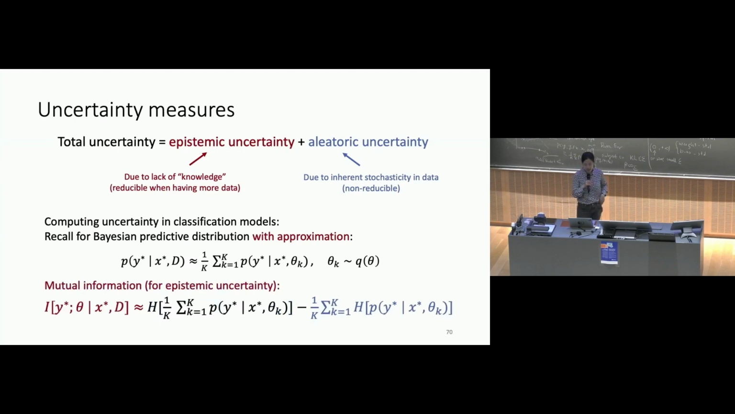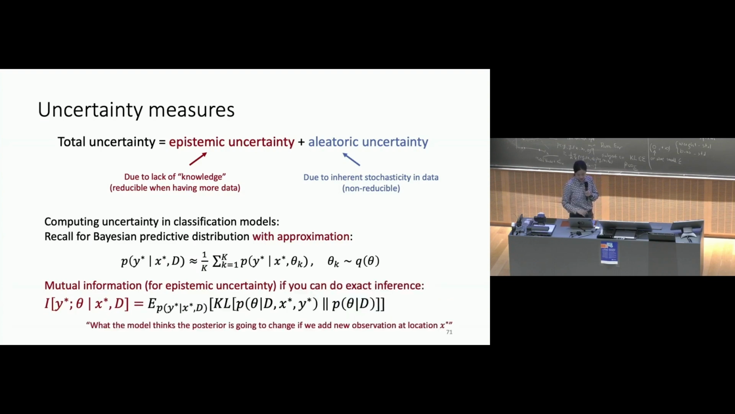So how do you actually compute the mutual information? In practice, we don't compute it using the mutual information formula. We just use the total entropy and subtract the conditional entropy, and they all use this Monte Carlo estimate. The only difference is whether you perform the average before you compute the entropy or after you compute the entropy.